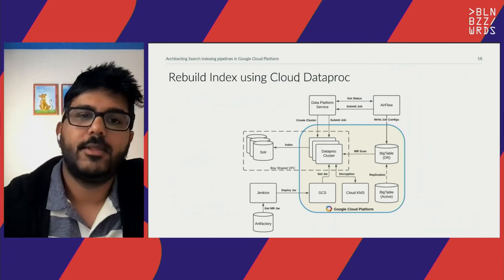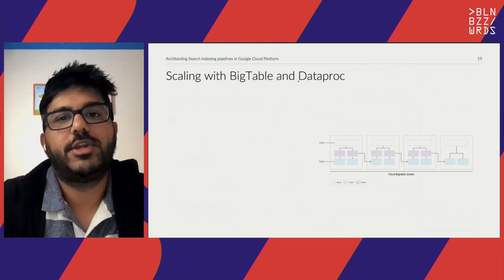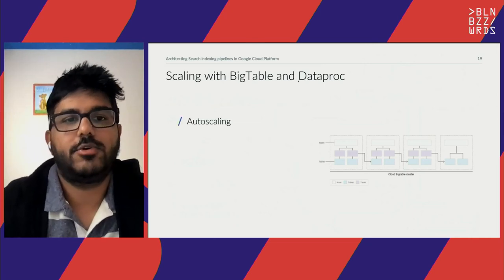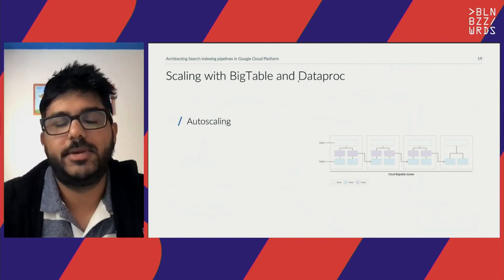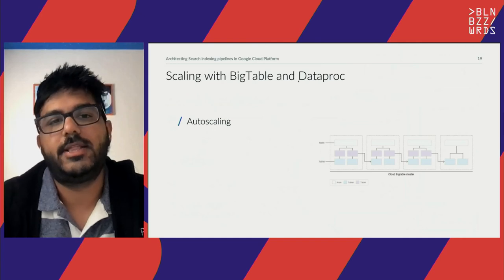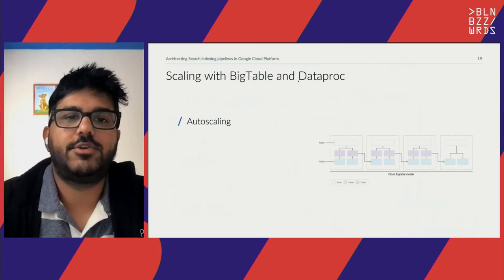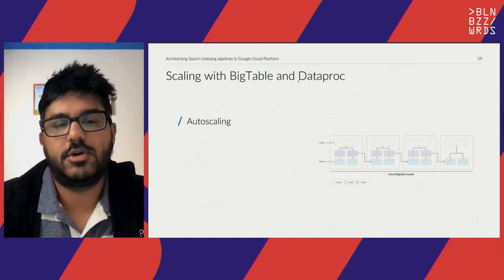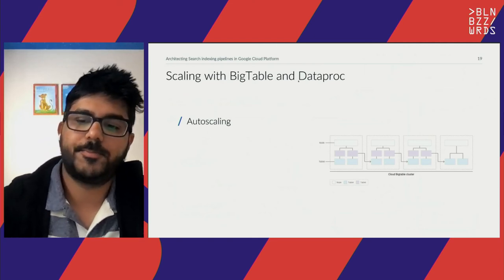Now, some of the benefits that we saw instantly from moving to Bigtable and Dataproc were autoscaling. Both Bigtable and Dataproc support autoscaling, which, based on the load, will increase the number of nodes to handle that load. And then as that load goes away, it'll scale down. This ensures that we don't need to run a large beefy cluster all the time. We can autoscale up during peak times or when we are running expensive jobs and then scale down, for example, during weekends when the traffic is low.